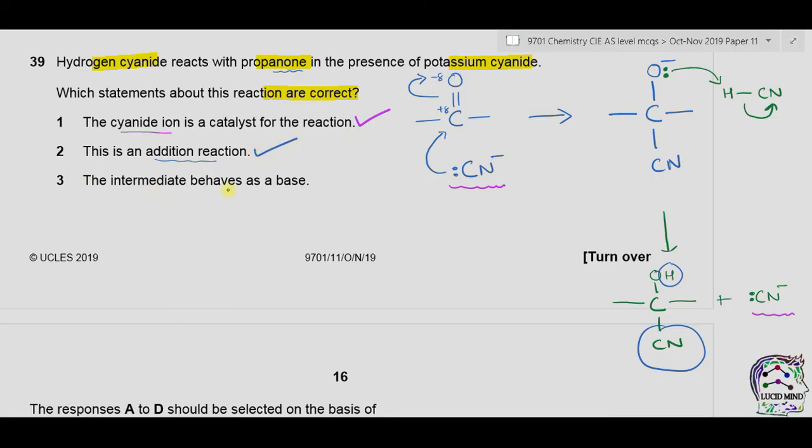Option 3, the intermediate behaves as a base. According to Lewis concept, electron pair donor is a base, so we can see that oxygen is donating its lone pair to hydrogen. So therefore option 3 is also correct. As all options are correct, the answer is therefore A.